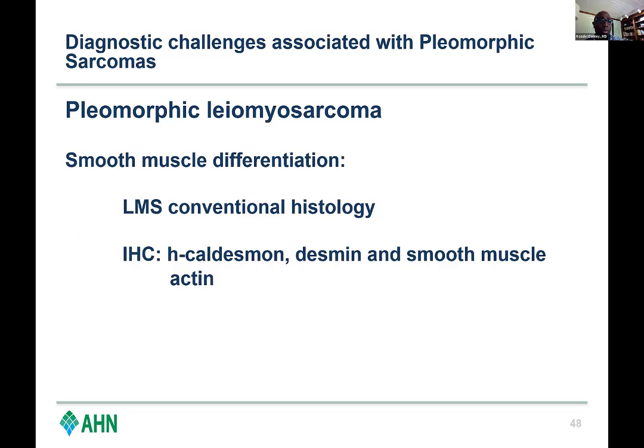This can be done by conventional microscopy or with the use of immunohistochemical stains: h-caldesmon, desmin, and smooth muscle actin. One needs to be careful, however. H-caldesmon and desmin can also be positive in GIST, so they are not 100% absolutely specific. One still needs to have the morphologic features that fit in order to make the diagnosis.